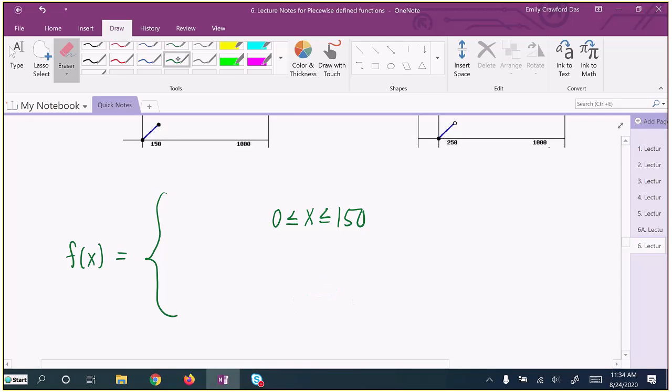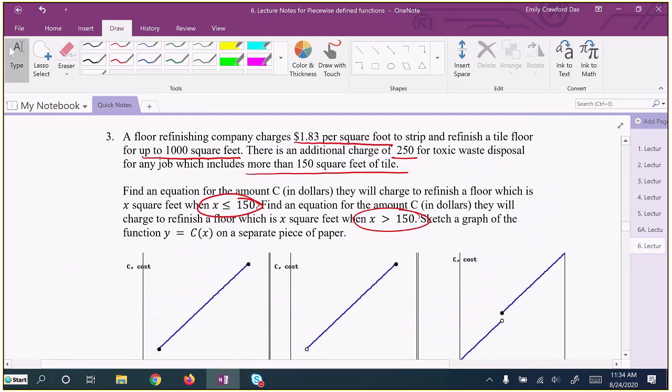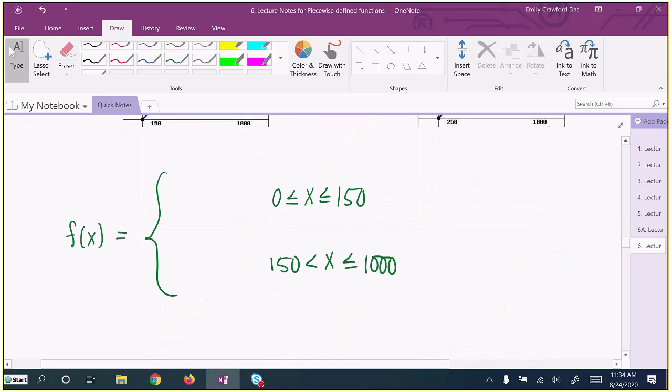It actually said up to 1,000 square feet. So let me fix this. This should be from 150 to 1,000 because it said here in the problem up to 1,000 square feet. So that was important. Okay, so this is how we break up the domain between 0 and 1,000. We cut it off at 150. And now we want to write the equation.